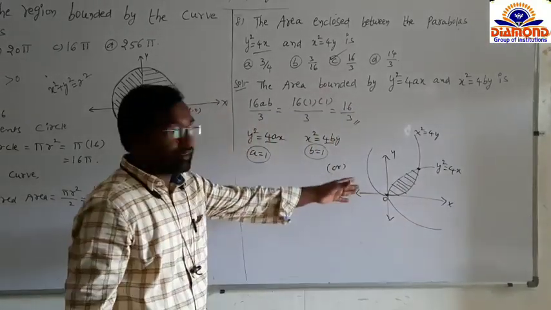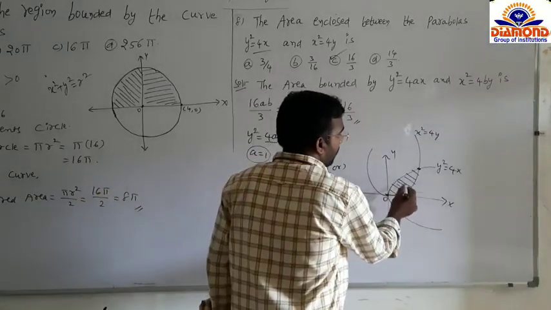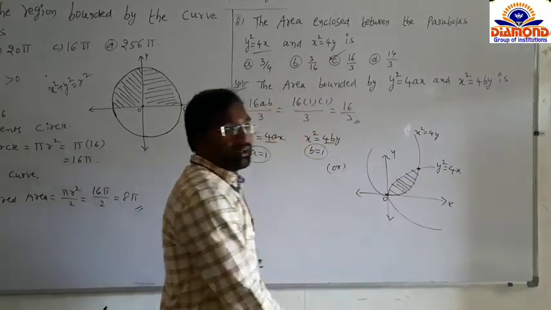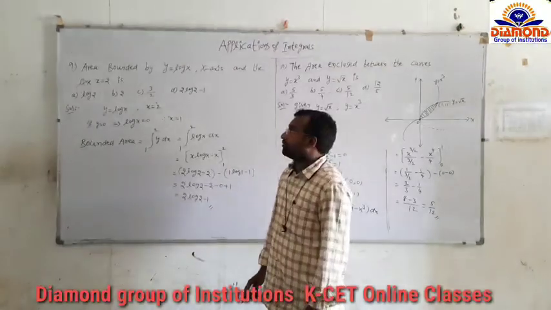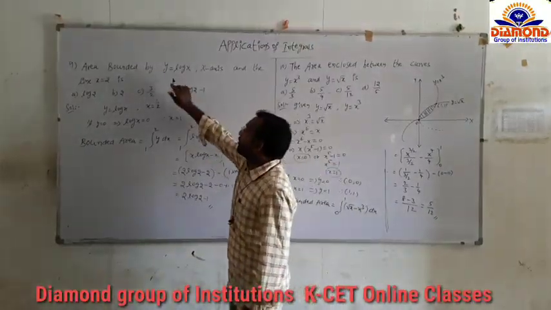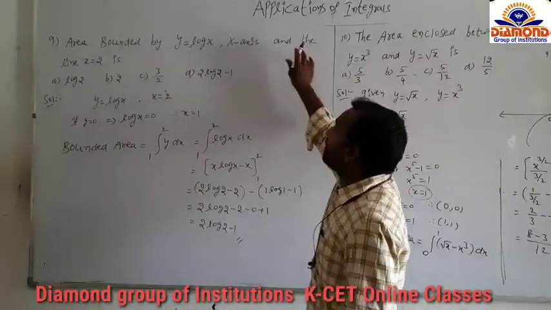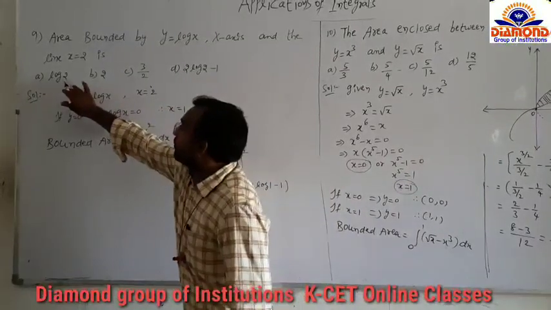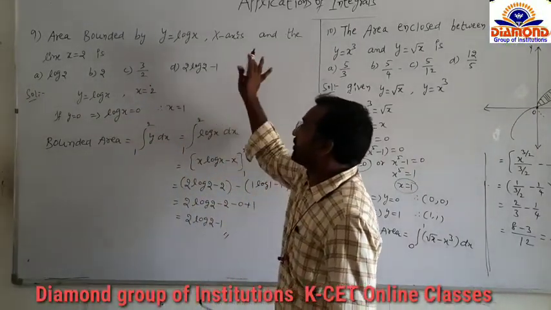First find out point of intersection. After that you can take bounded area as upper curve minus lower curve. In this method also you get the answer. Next problem. Area bounded by y equal to log x, x axis, and the line x equal to 2 is option A log 2, option B 2, option C 3 by 2, option D 2 log 2 minus 1.